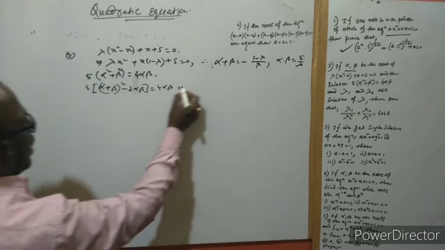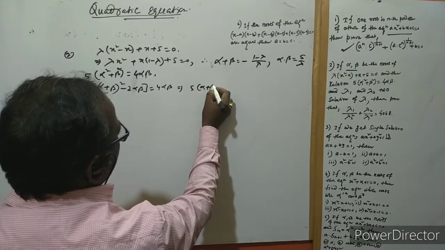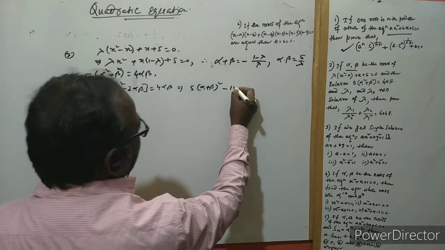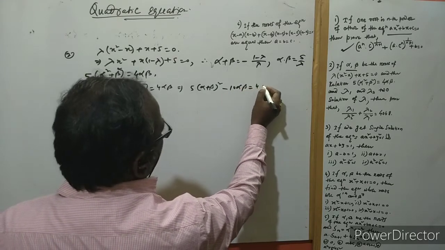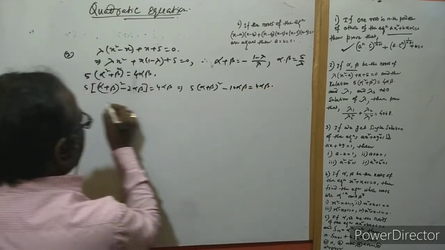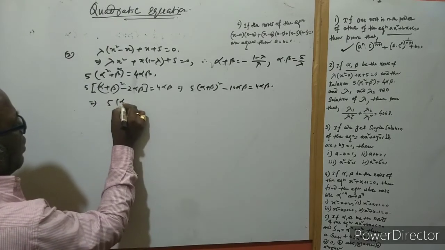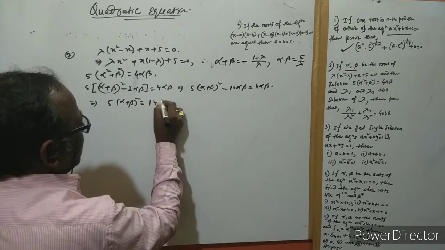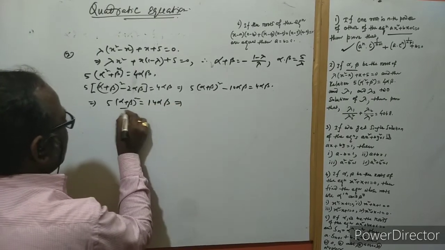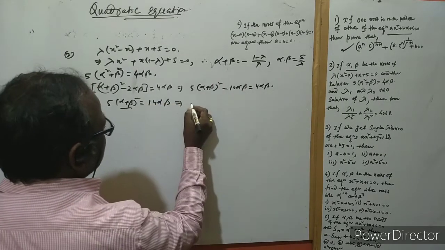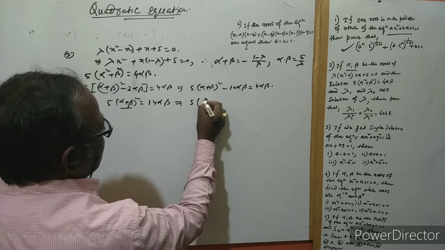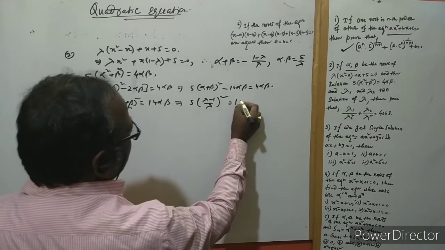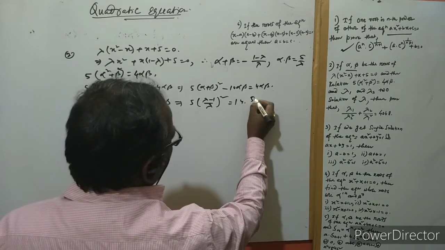And now again we write 5 times alpha plus beta whole square, and we get 10 times alpha beta, and on the right hand side here is 4 alpha beta. Now again we write 5 times alpha plus beta whole square, and on the right hand side it is 14 times alpha beta. And see, the value of alpha plus beta is (lambda minus 1) by lambda, and whole square. We can write here, and this is 14 times alpha into beta, that is equal to 5 by lambda.